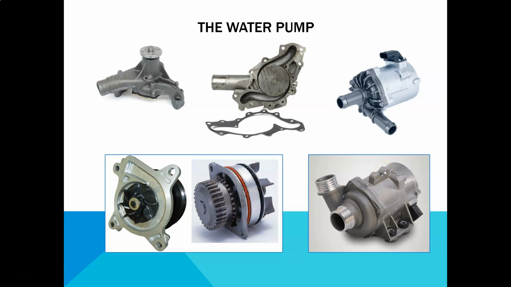What does an electric cooling pump do for you that a belt-driven one can't? Well, this one you can't shut off. But in an electric pump, we can control the speed of it. We could speed it up, we could slow it down, we could shut it off. So it gives you a little bit more control of moving that coolant around.